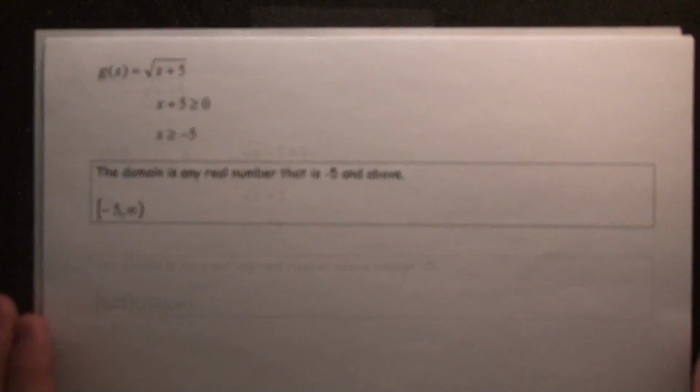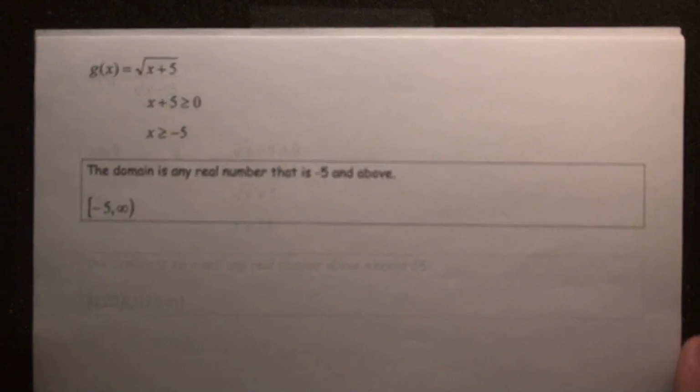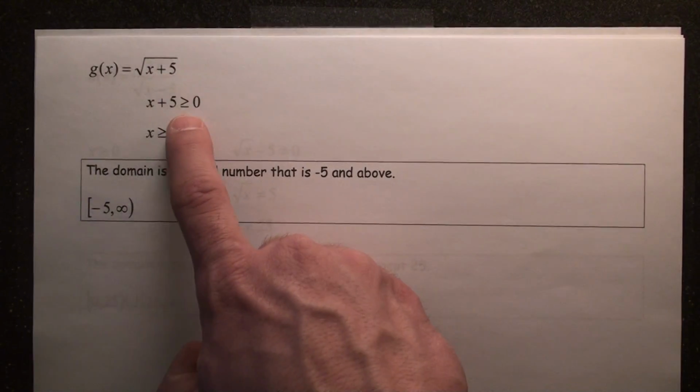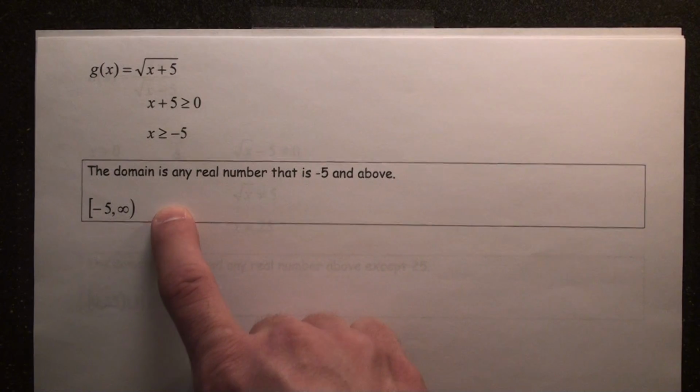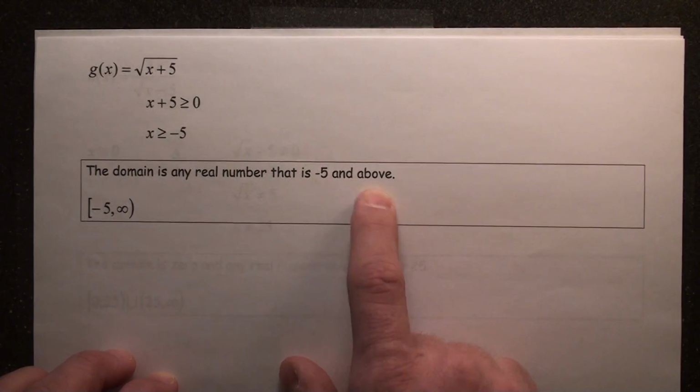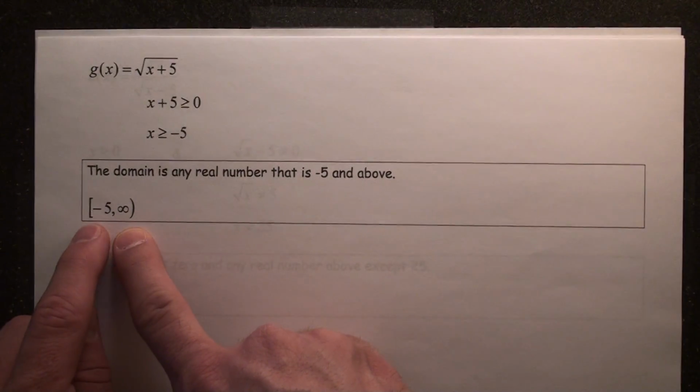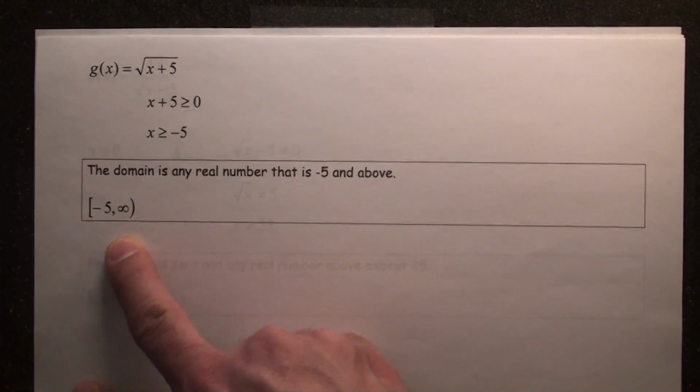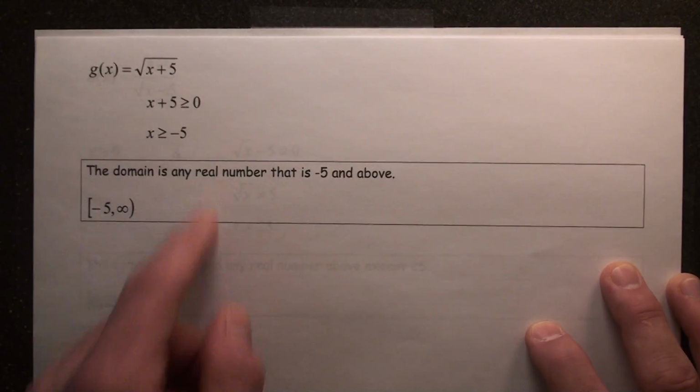Here's a square root. What do we know about square roots? They cannot be negative, which means x plus 5 has to be greater than or equal to 0. So here the domain is any real number that is negative 5 or above, which means we have a hard bracket because negative 5 is included because we have the equal sign.